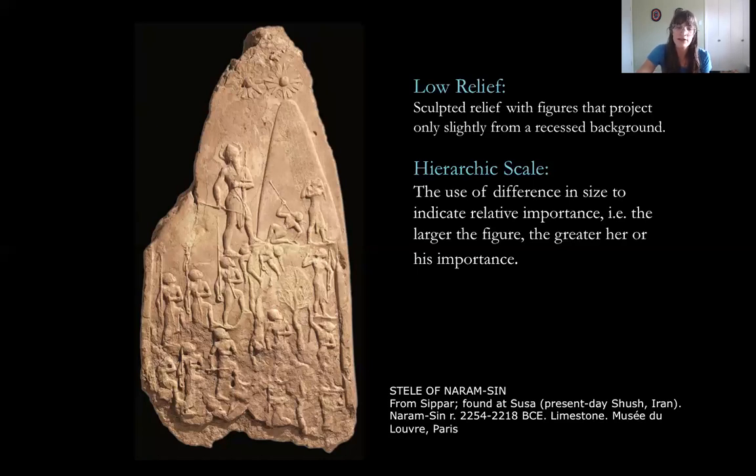But this is a pictorial device that has been used throughout the course of history to denote importance. So who's the most important? The king. And he's represented as largest. He's really easy to find. He's also central, right? So we can tell where he is right away. This is called hierarchic scale. So there's a hierarchy here of the scale of the figures, meaning how big they are.